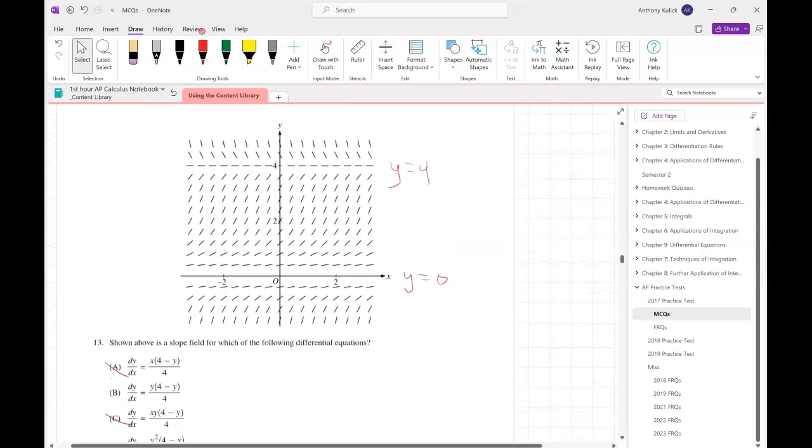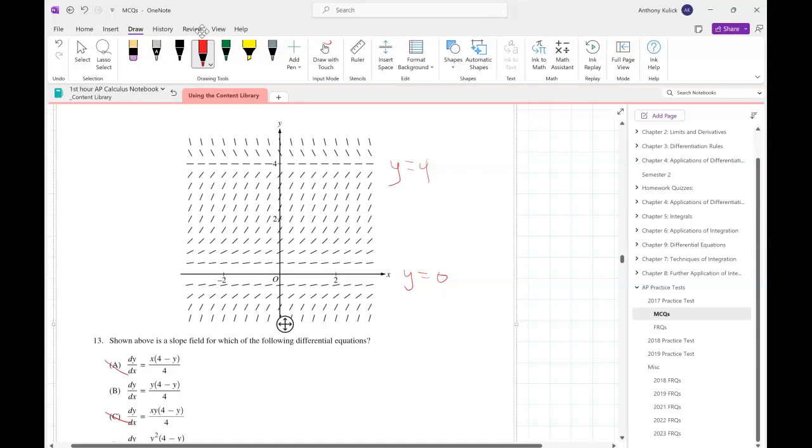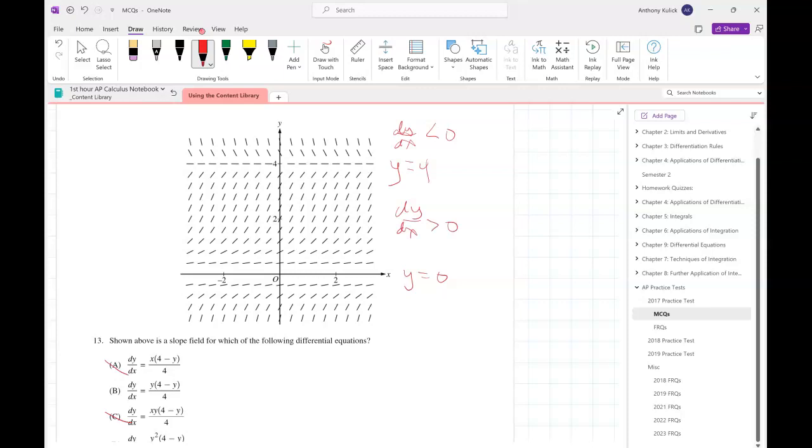Now I'm going to observe here that my slope everywhere here is negative. My slope in this region is positive, and my slope in this region is positive. Everybody agree with that? You can tell from your slope field that all those lines are sloping up or sloping down.